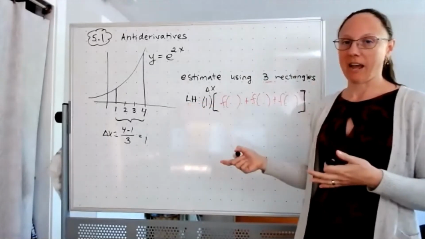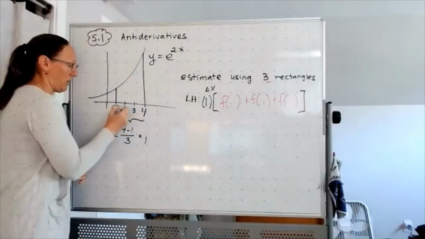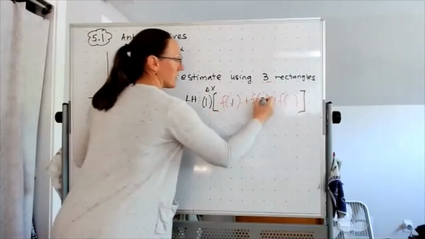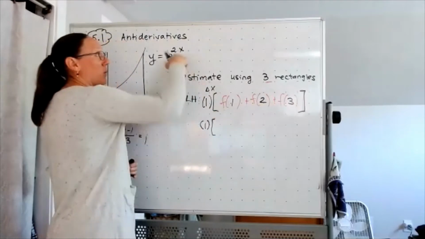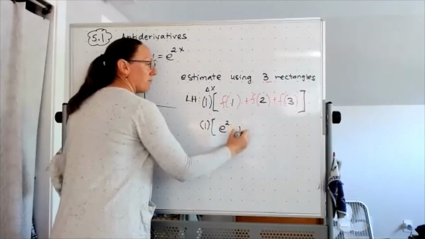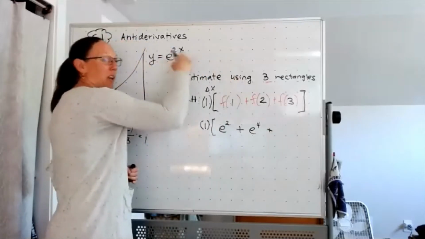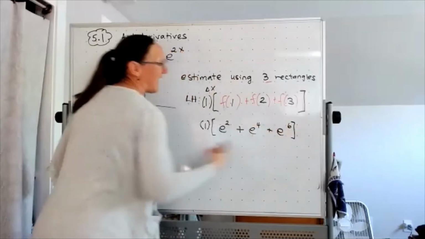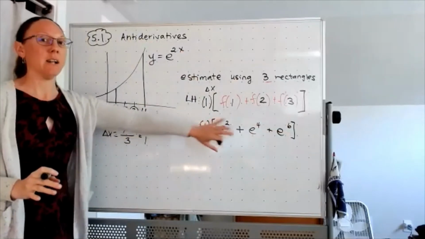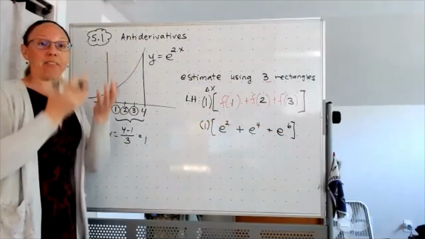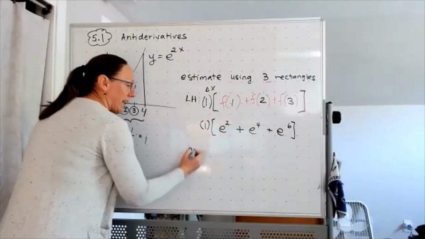So when we do left-hand endpoints, I'm going to start with my left value and go 1, 2, 3. So my actual sum here, I'm going to plug 1 into my function, so I'll have e to the 2, plus when I plug 2 in, I'll have e to the 4, plus when I plug 3 in, I'll have e to the 6. And if this were the test on Wednesday, I would stop there because I'm ready to put it into a calculator, and that's where we want to get the problem to. So that's my answer.